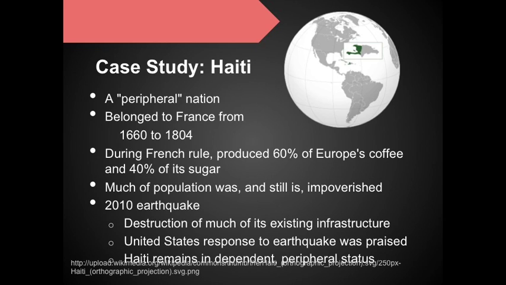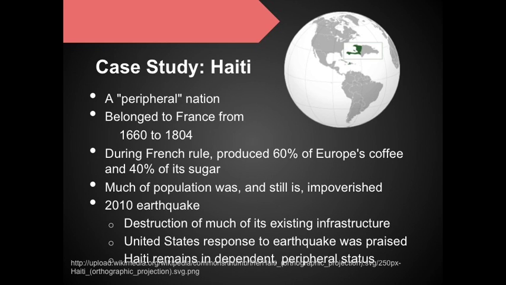Haiti belonged to France from 1660 until its independence in 1804. During its colonization, 60% of Europe's coffee and 40% of its sugar came from Haiti. However, most Haitians did not receive the profits from this massive exportation and remained impoverished and enslaved.